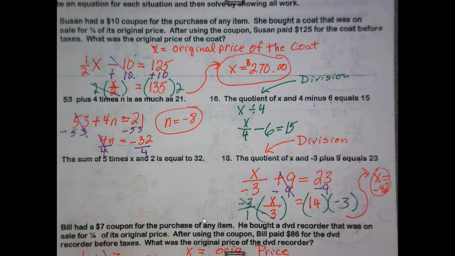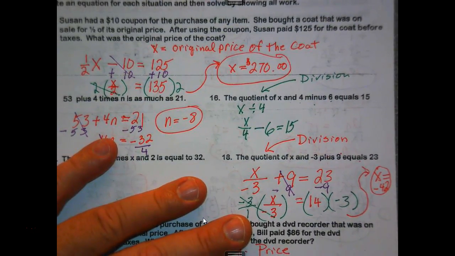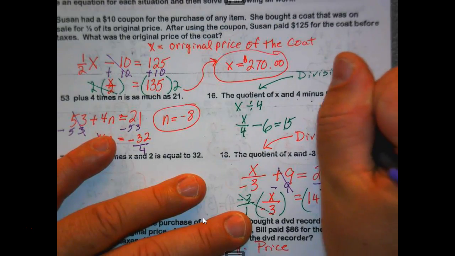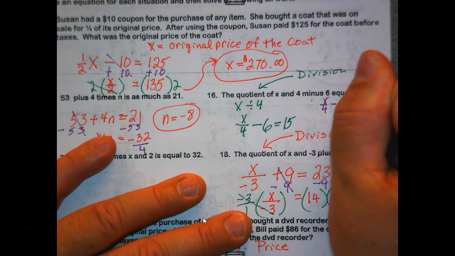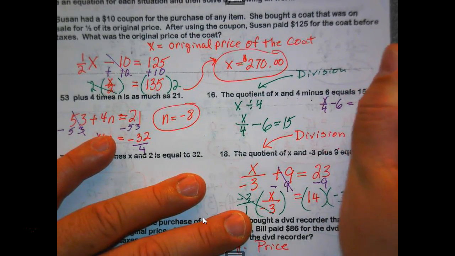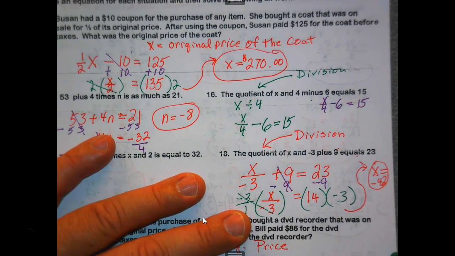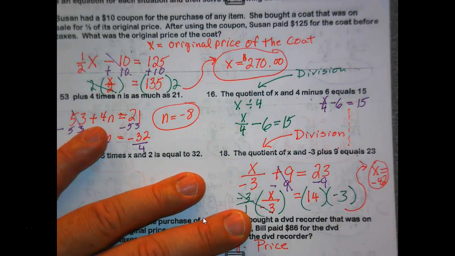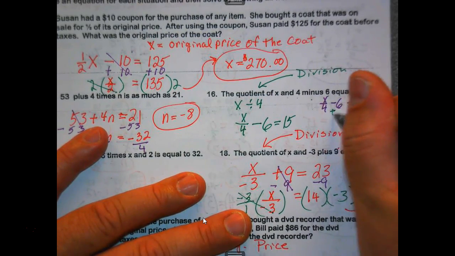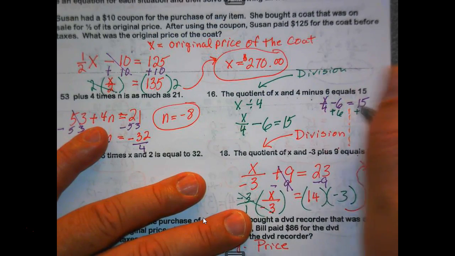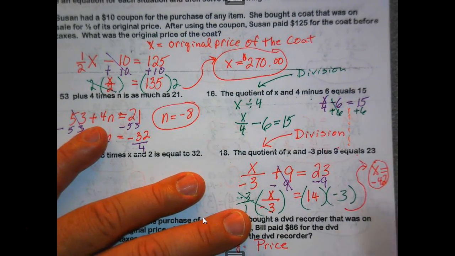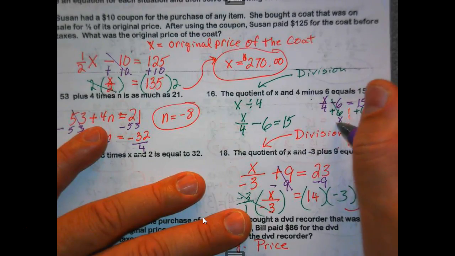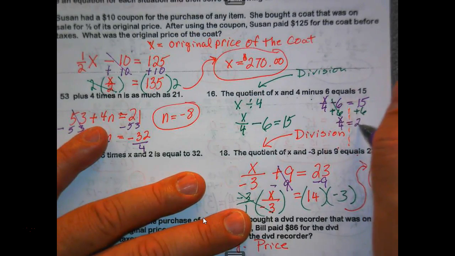So I have to solve this. I got x over 4 minus 6 equals 15. All right, I'm going to do my dotted line. I have to undo a minus 6, so I'm going to add 6. X divided by 4 equals 21.